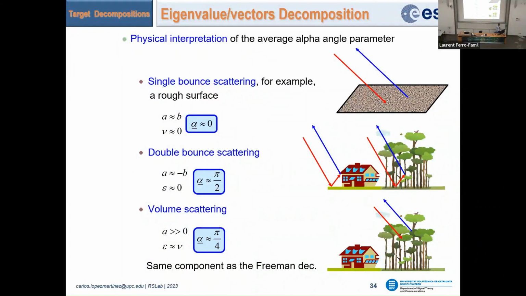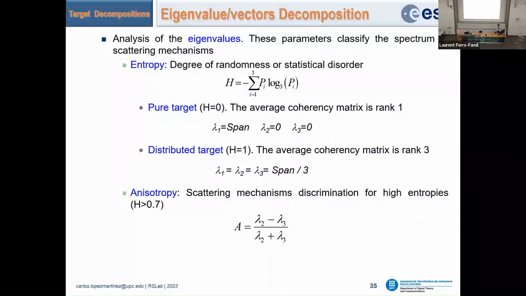So we have introduced a physical interpretation of the mathematical decomposition. We can even go further and define new parameters from the decomposition, which for some of you are the well-known parameters entropy and anisotropy. The entropy in the von Neumann sense basically gives us an idea of disorder. We calculate it with that expression, and in the case of a pure target, one scattering mechanism, H is close or equal to 0. And when H is close to 1, lambda 1, lambda 2, lambda 3 are equal, so it means entropy equal to 1.